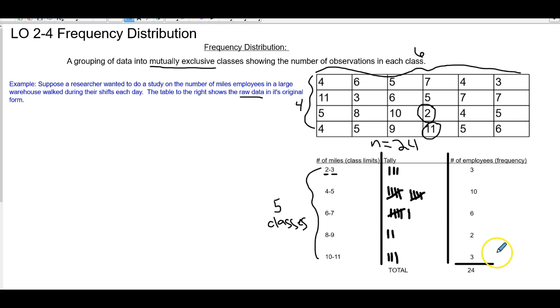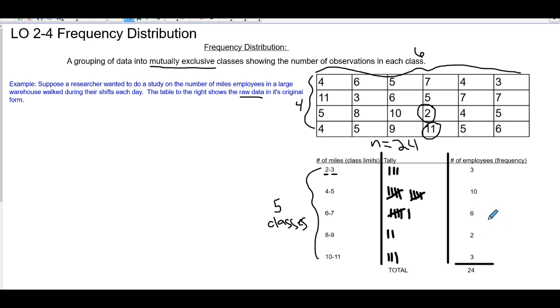And then always at the bottom, it's a good idea to total your frequency. This is just another way of self-checking and verifying that you have accounted for every piece of data. So I added all these up, I got 24, and my number of observations is 24, so I know that I have collected every piece of data into my frequency distribution.